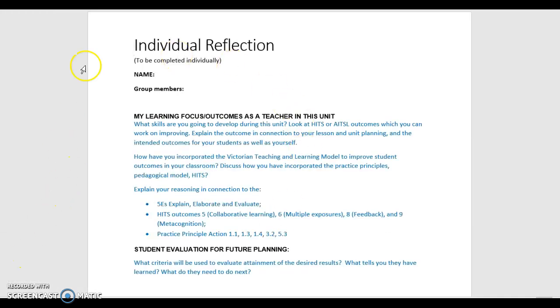Okay, so I will need to explain the individual reflection in another video as I've reached my 15 minutes. So please view the other video to discuss the individual reflection as well as the rubric and how you will be assessed. Thanks.